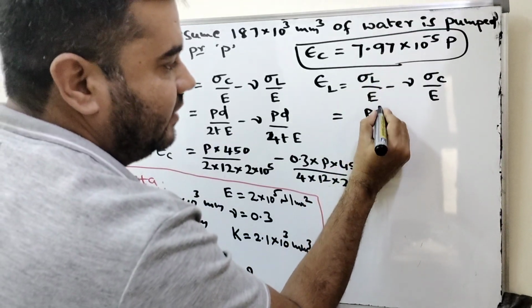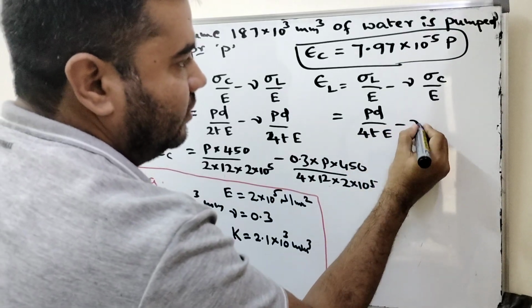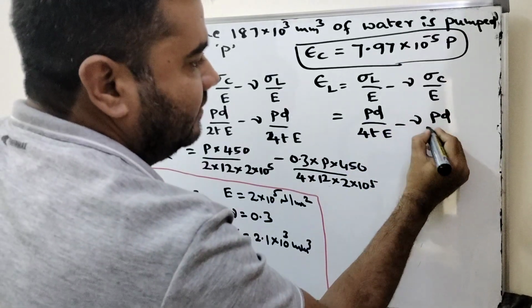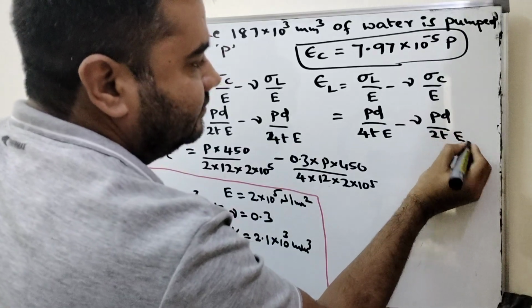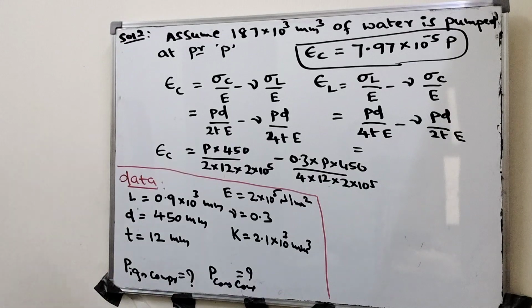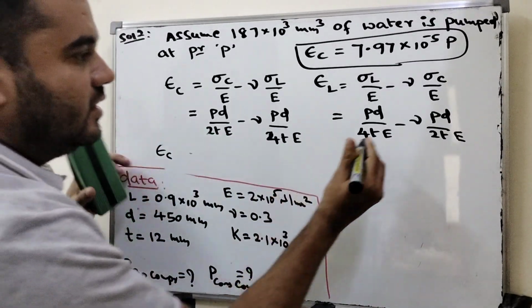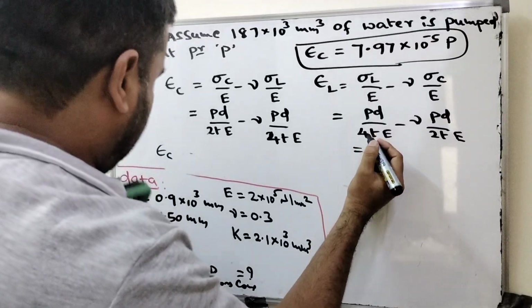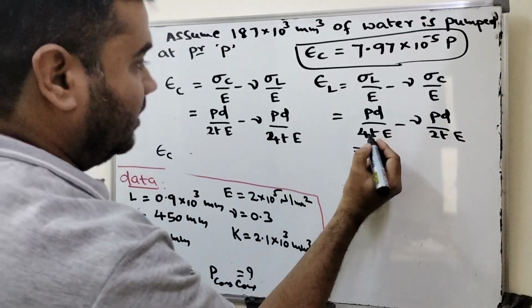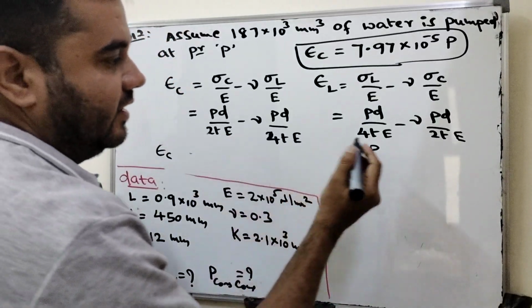That is PD by 4T into E minus nu into PD by 2T into E. So this will be equal to, substitute the values. The P is, how much is there? P is as it is, because we are calculating at that pressure.